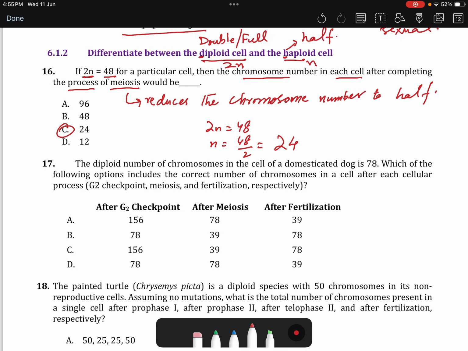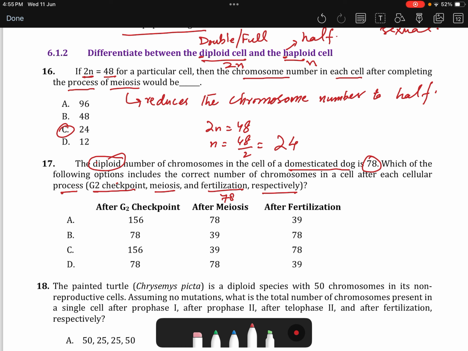The diploid number of chromosomes in the cell of a domesticated dog, doesn't matter whoever it is, but only focus on diploid is 78. Which of the following options include the correct number of chromosomes in a cell after each cellular process, like G2 checkpoint, meiosis, fertilization respectively? Okay, so fertilization will lead to double, so of course fertilization will be 78. This is how you can figure it out.